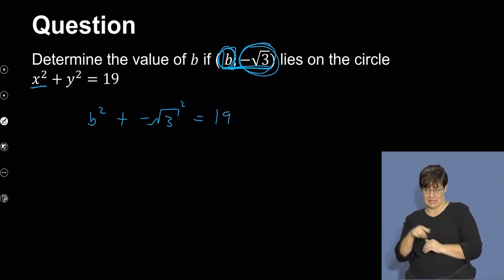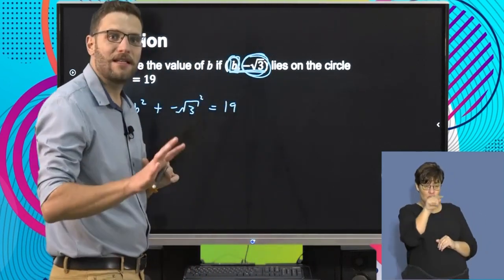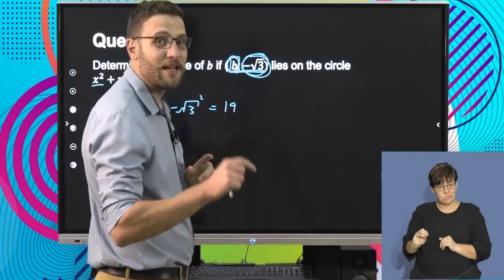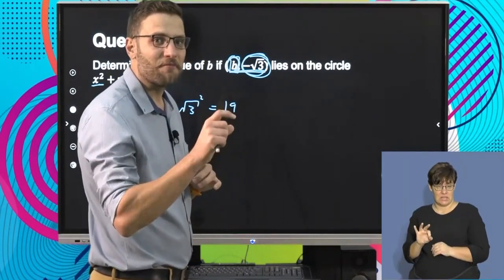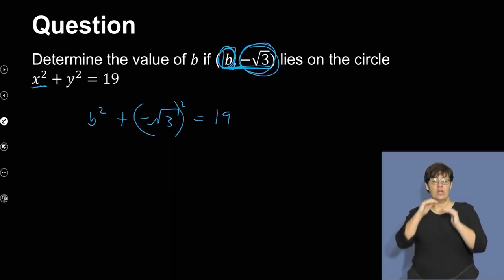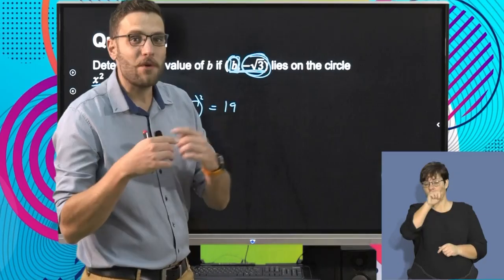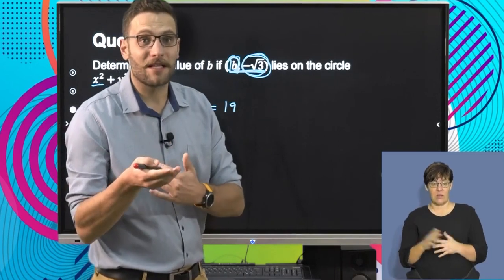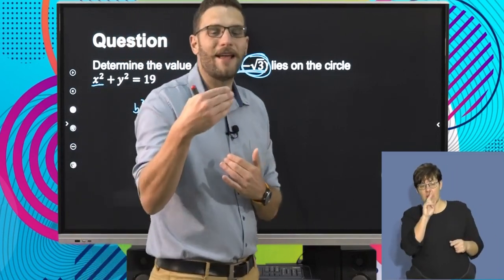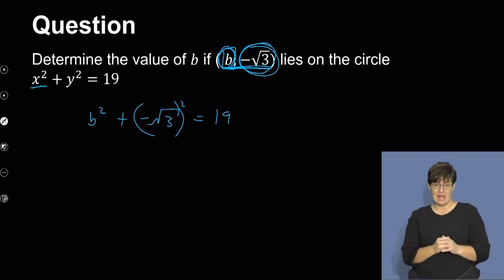Now, this is where we need to be super careful. With that y value, minus root 3, if I put that into my calculator, the answer that I'm going to get is minus 3. But it's not minus 3. And this is where you need to be careful: what I'm squaring is the whole y value. I'm not only squaring the square root 3. And so whenever we substitute in, and we discussed this many times, I want to make sure that I'm substituting in brackets, especially if it's a negative number. All right?